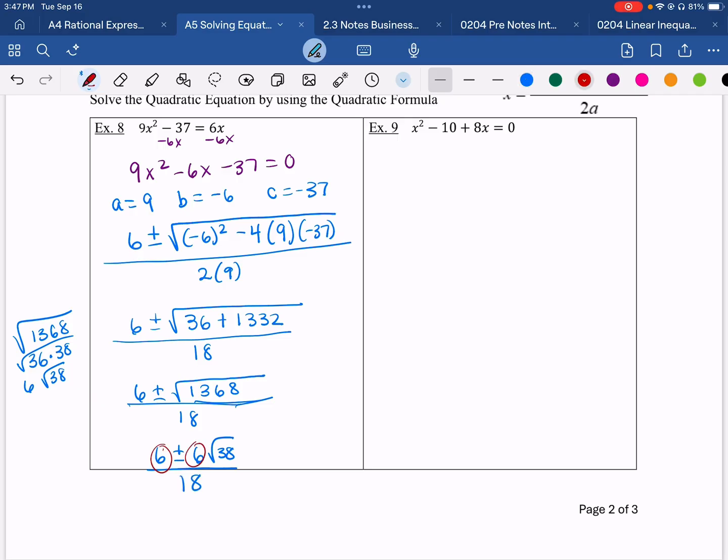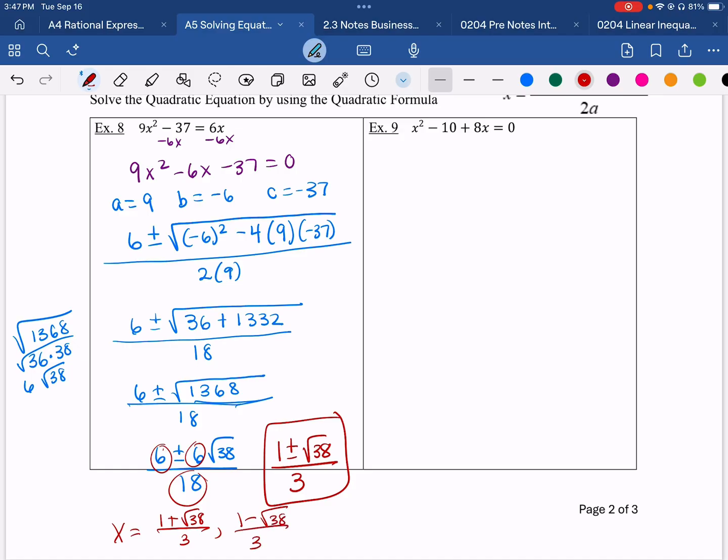These three numbers have to have something in common. You cannot use the inside. It has to be on the outside, down below, and the left. It has to be all three. Divide them all by 6, and you get 1 plus or minus square root of 38 divided by 3. This is your answer, your comma separated list. 1 plus the square root of 38 all over 3, comma, 1 minus the square root of 38 all over 3.